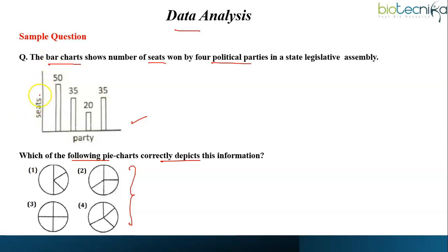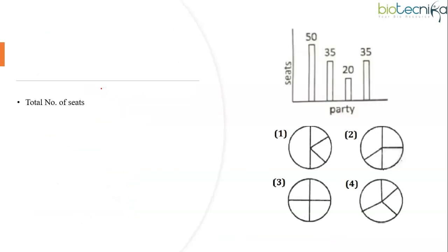So first we'll analyze the bar chart given in this question carefully. We can see that on the y-axis the number of seats are given, and on the x-axis the party is given. There are 4 political parties, and the seats won by party 1 is 50, by second party is 35, by third party is 20, and by fourth party is 35. First we'll calculate the total number of seats, which we can do by adding the seats won by the parties.